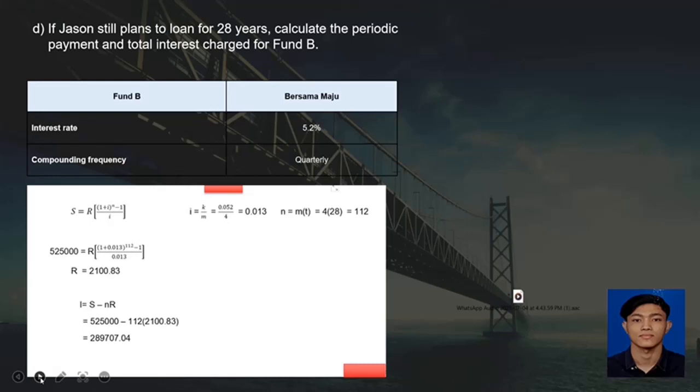For this question, it will use the formula S equal to R, open bracket, 1 plus i, power of n minus 1 over i, close bracket. For the periodic payment, 525,000 equal to R, open bracket, 1 plus 0.013 power of 112 minus 1.